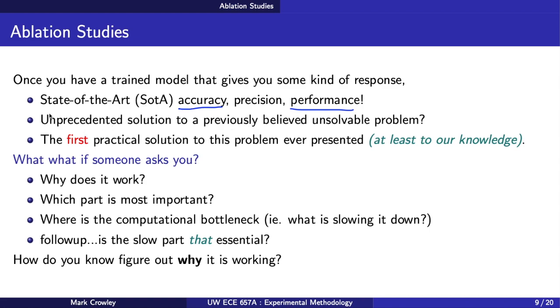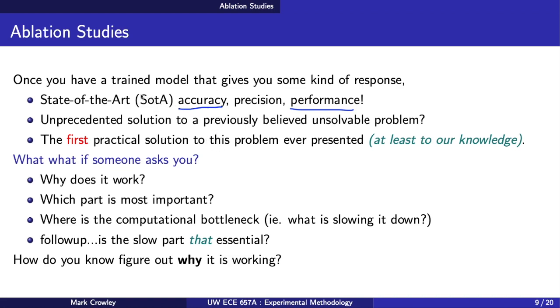You want to claim that you're doing state-of-the-art performance or unprecedented solutions to something that has never been solved before. Or maybe your algorithm is the first feasible solution for some problem and no one has tried this before. These are all different ways to try to get some research published on an algorithm that has some new results or results that are better than previous results.